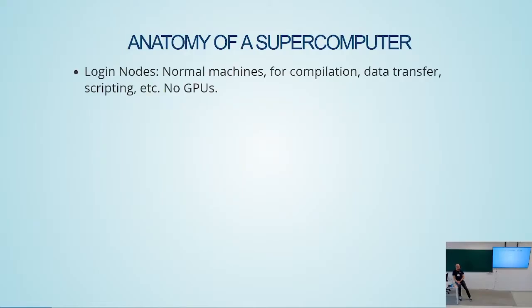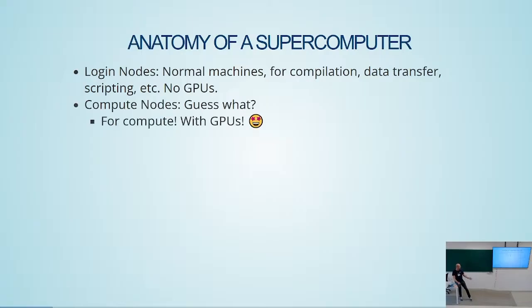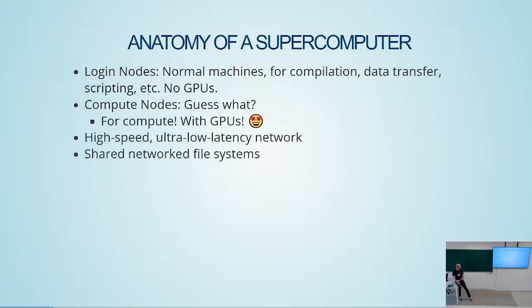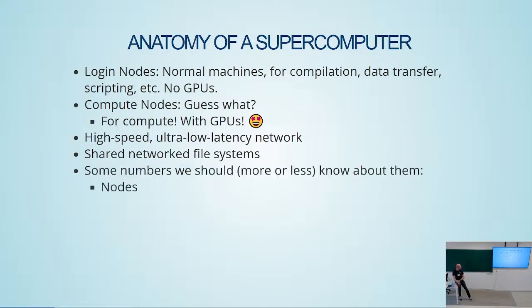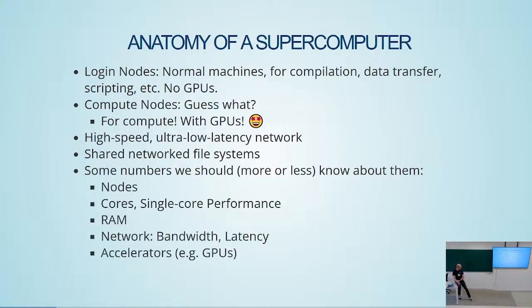So usually when we talk about a supercomputer, we talk about login nodes, compute nodes, and the network. Also, usually we have a shared file system, meaning that you don't need to worry where your data is stored or generated, in the sense that all nodes should have access to the same data. Usually we talk about number of nodes, performance, and so on. Nothing special. And this is the normal vocabulary of a supercomputer.